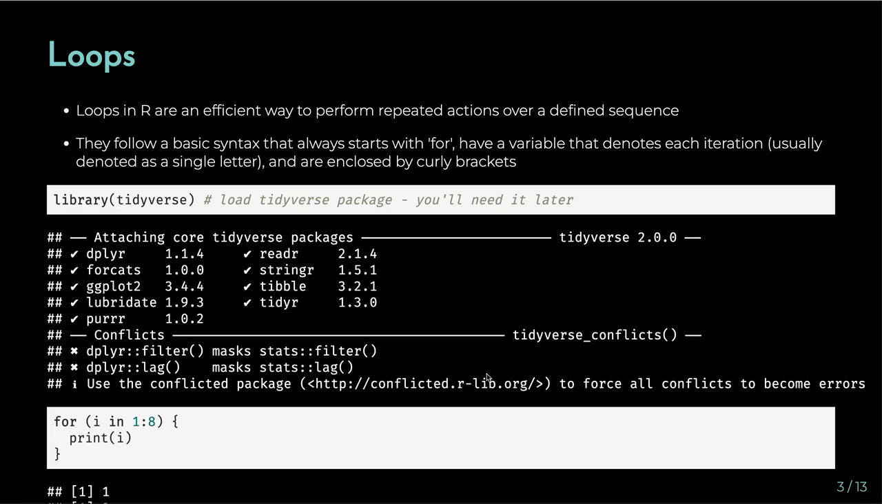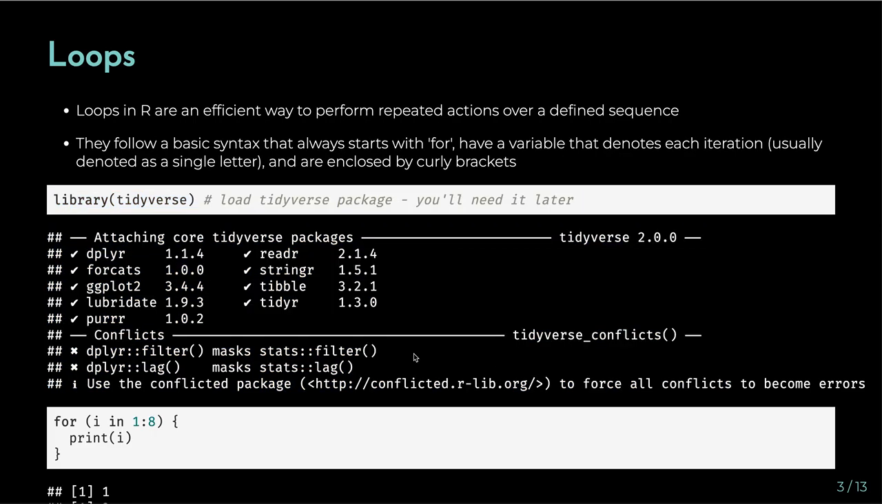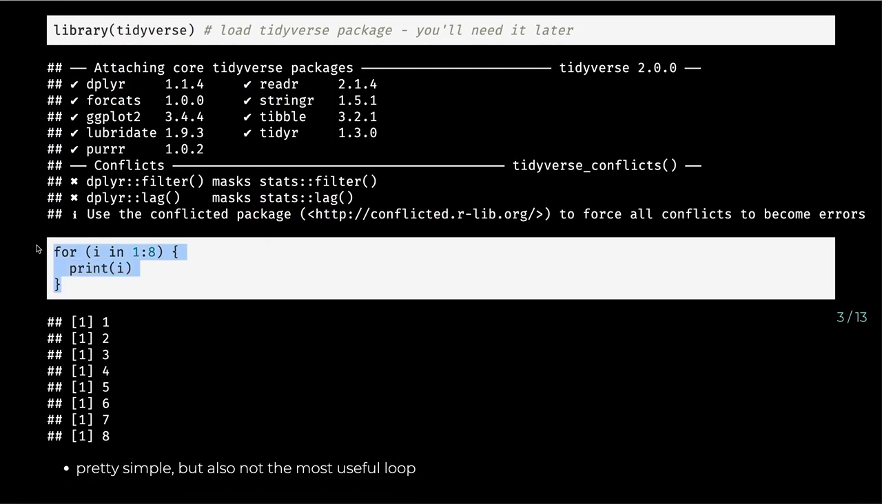So what this looks like in theory, you can ignore all of this for now. This is just me loading the tidyverse package because we'll need it later. But this is your actual for loop right here. So it says for the letter I in 1 through 8, and then you get your curly brackets. And then I only have one function here, which is to print I. So print this variable. And that's exactly what it does down here. So in other words, I'm telling it that for 1, 2, 3, 4, 5, 6, 7, and 8, I want you to just print that number, and that's the result of it.